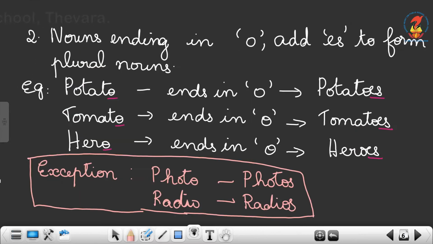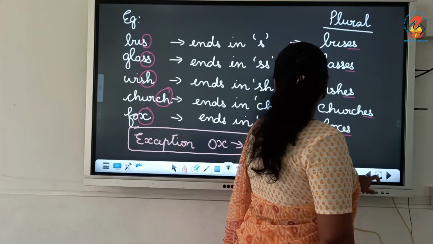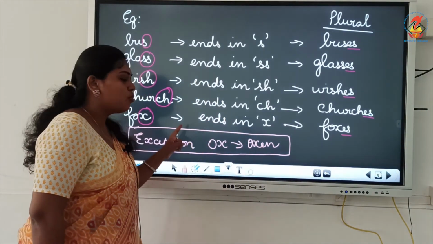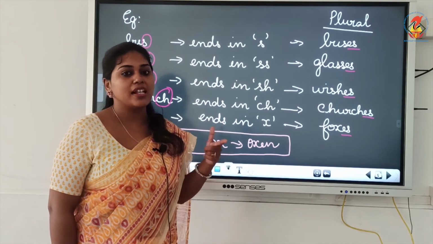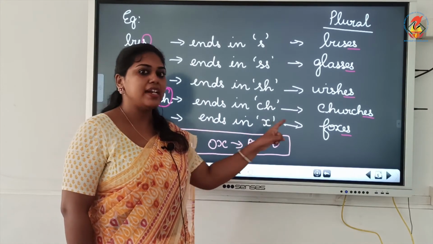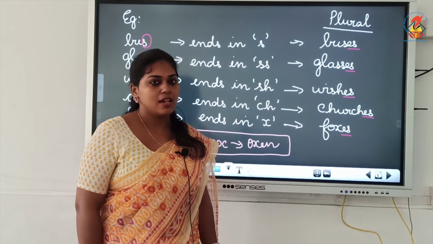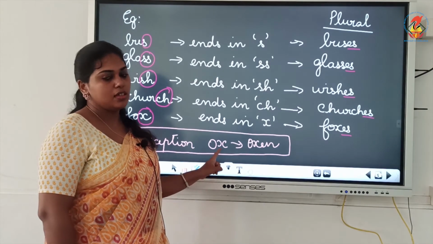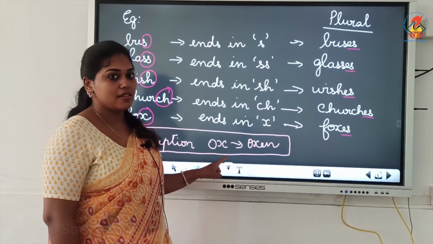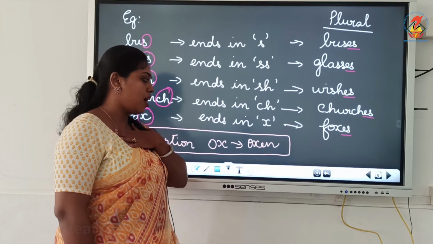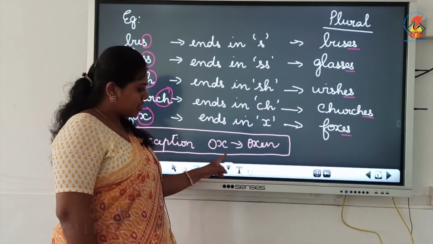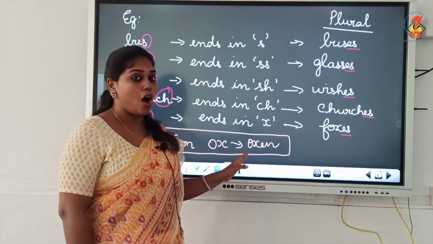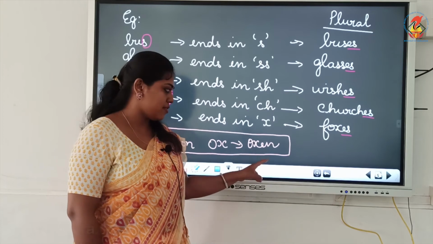At the same time, we have to keep in mind one exception. There is an exception for this case. We learned that if the noun ends with x, we have to add es to make it plural form, right? But there is one exception. For the word ox, the letter ends with x, right? So, as per our understanding, if the word ends with x, es should be added, right? But here it is not that. For the word ox, the plural form is oxen.